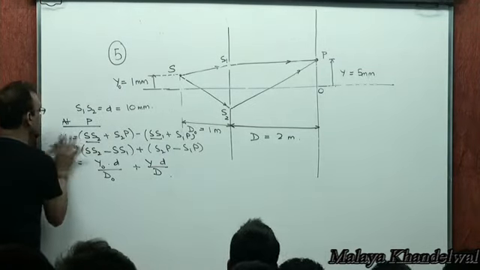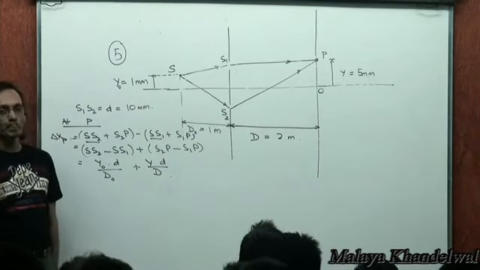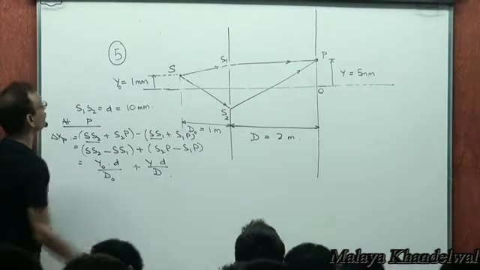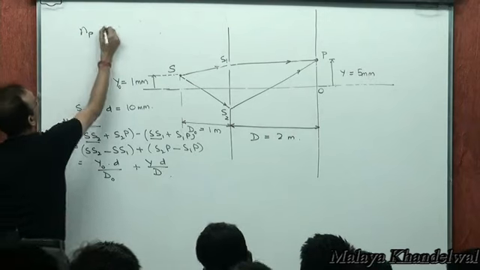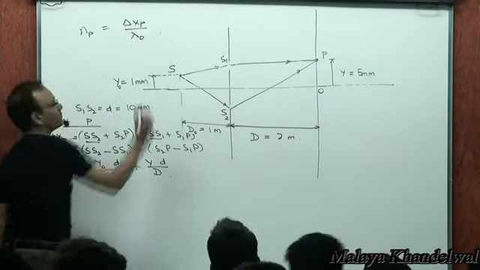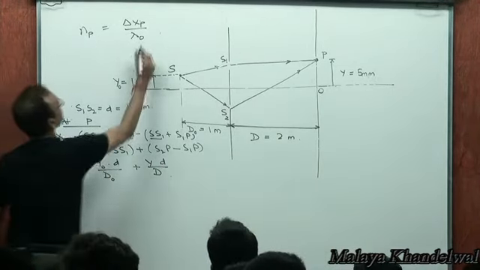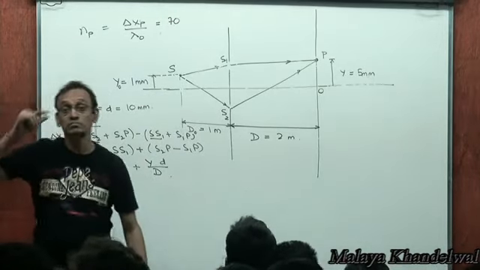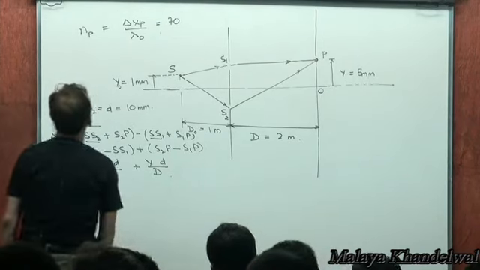That's the path difference at P, delta x at P, right? The order of interference at P would be delta x at P divided by the wavelength lambda naught. Have you calculated this? How much? 70? Okay, this turns out to be 70. That means it's a maxima at P, right?